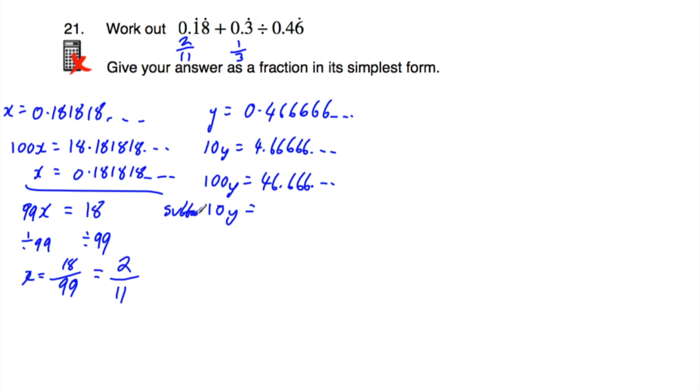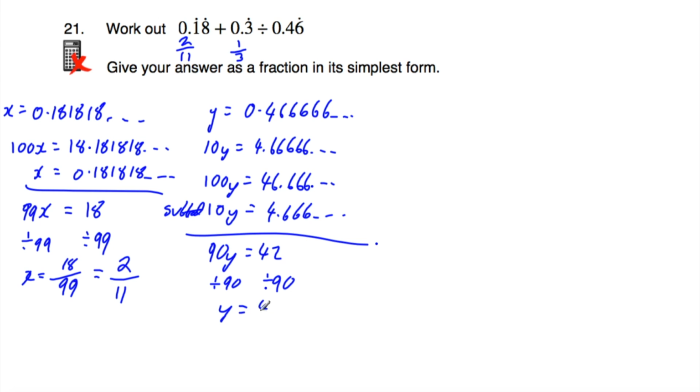So we've now got our 10y and our 100y, and we're going to subtract them from each other so that bit after the decimal point cancels out. So that was 4.6666 and so on. So 100y, take away 10y is 90y. And on our right hand side we had 46.666, we're taking out 4.666, that's going to leave us with 42. And dividing both sides by 90 will give us that y is equal to 42 over 90. And that cancels down because both of these numbers are divisible by 6. So 42 divided by 6 is 7, and 90 divided by 6 is 15. So that means that y is equal to 7/15.